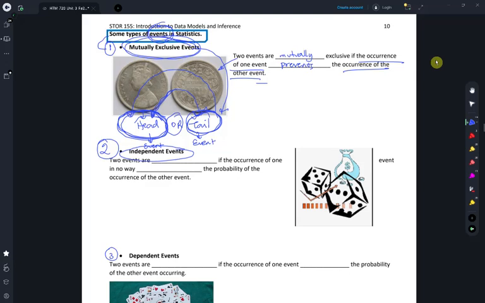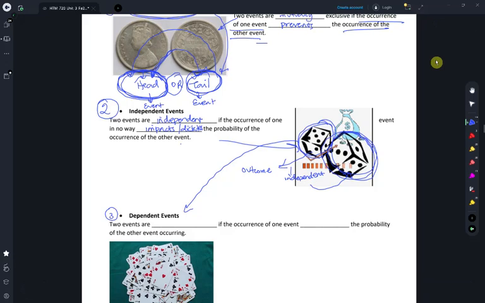Then we talk about independent events. In statistics, two events are said to be independent if the occurrence of one in no way impacts or dictates the occurrence or non-occurrence of the other event. Take, for instance, if you were to throw a pair of dice, the outcome on the first die is definitely independent, or not dictated by the outcome on the second die. So, the outcome on one die is independent of the outcome on the other die.